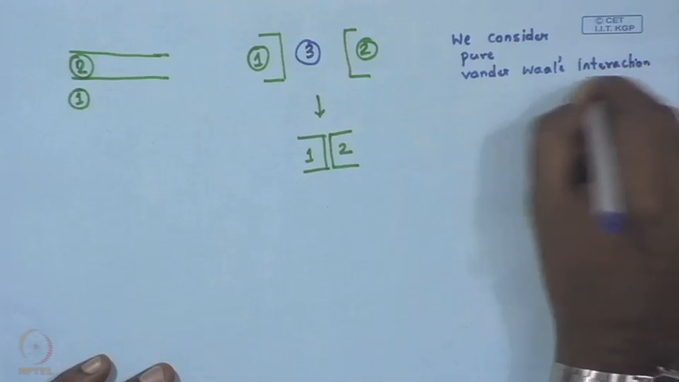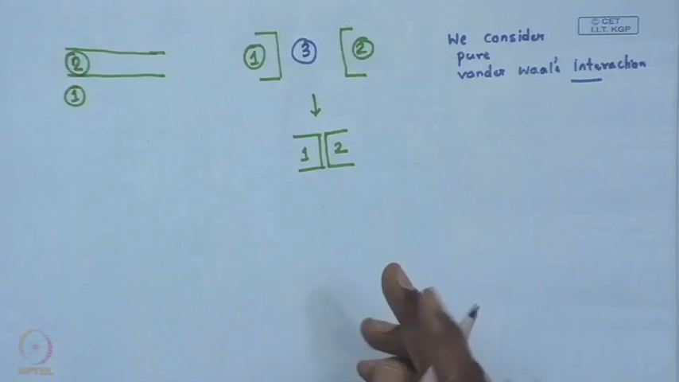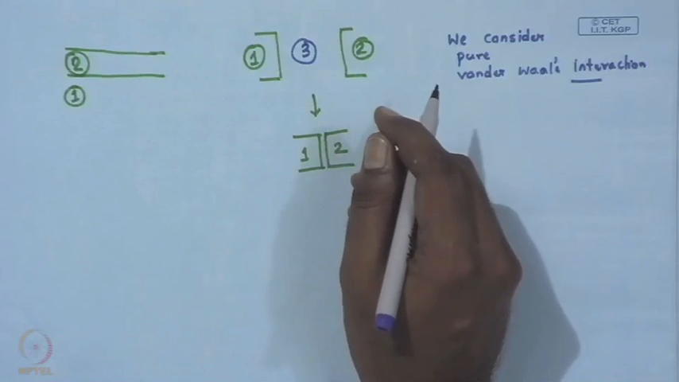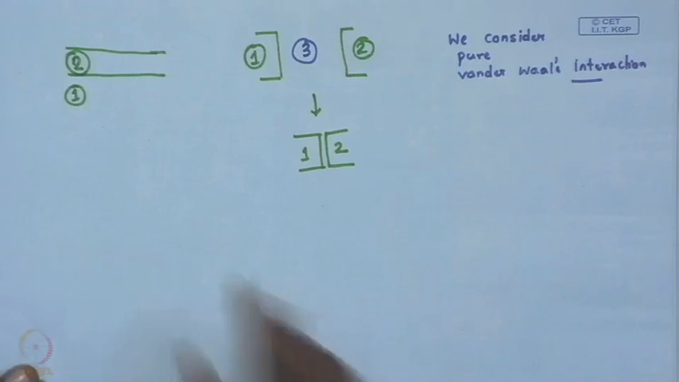And we understand that the nature of this interaction is always attractive, but we will see that in this particular system there can be a situation where even based on pure van der Waals interaction you can have an effective repulsion between 1 and 2. So, let us identify the system.